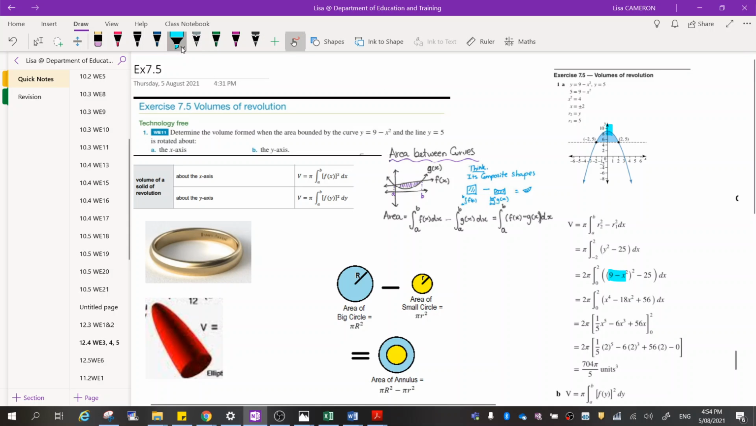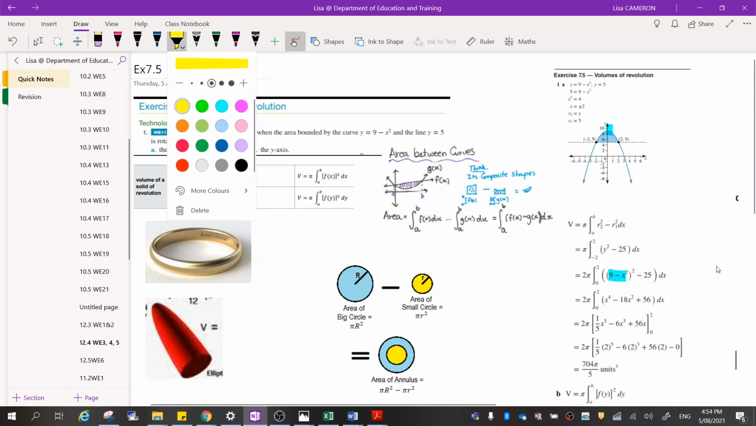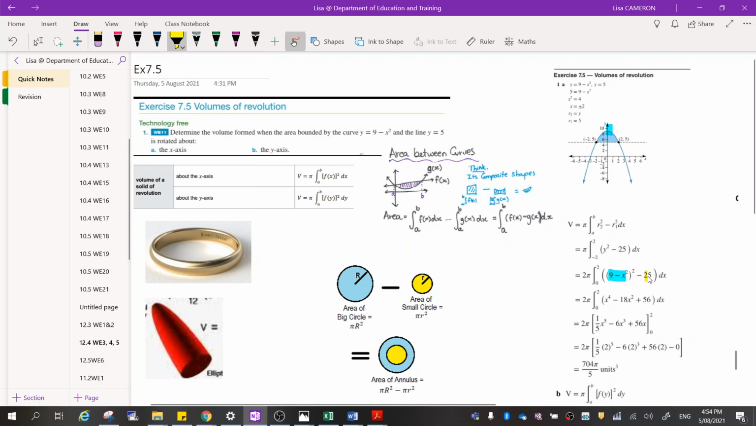Now, the next one that we're going to look at is this 25. Just like here, you minus the one that's on the lower. So that is the lower function, which is why it's getting subtracted. Now, that was 5 squared, but they've just simplified it straight down into being 25 there. So really, it's the top one squared minus the bottom one squared, because that's getting us the area of the annulus in 3 dimensions.